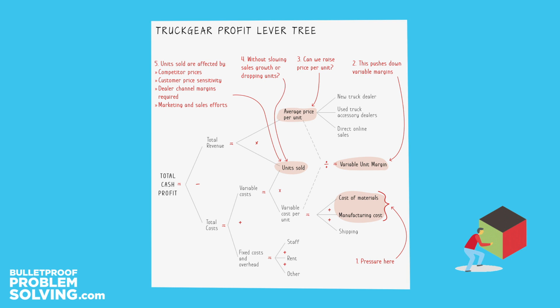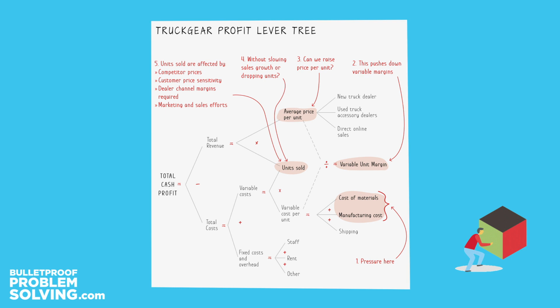And you can see down below in costs, we usually break it out into variable costs, that's costs that change according to how many units are produced, and fixed costs, which are things like the rent for the business and the staff costs that don't go up or down as you produce more or less. What you can see in this particular example is where the pressure is. The variable cost per unit was going up, and that was driven principally by the cost of materials and manufacturing costs. And the concern was that that's pushing down margins and making the business less profitable.